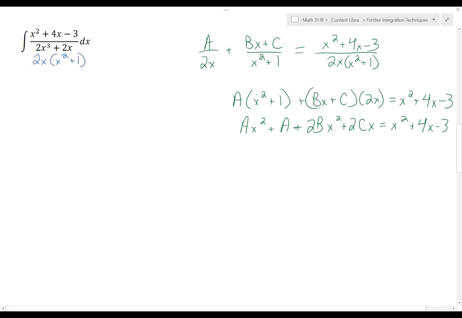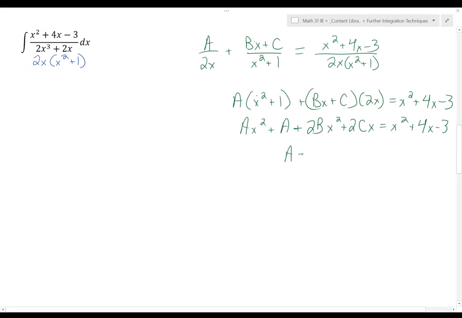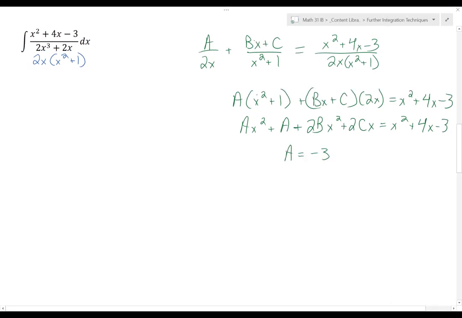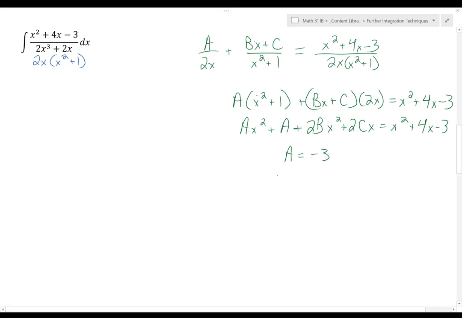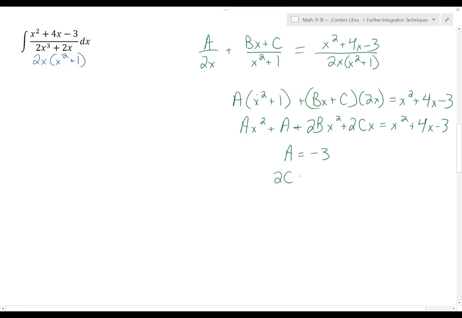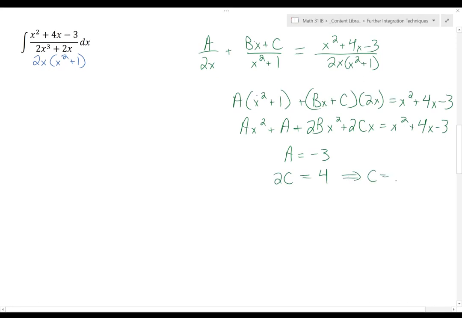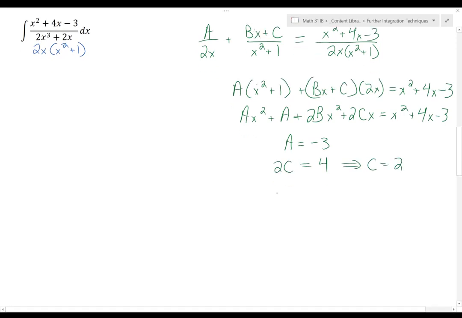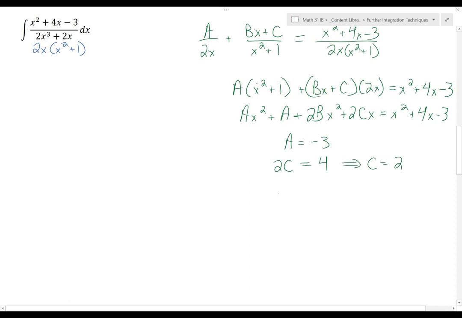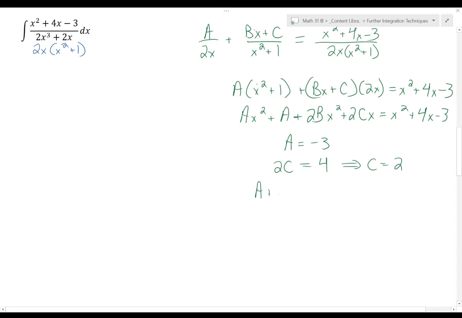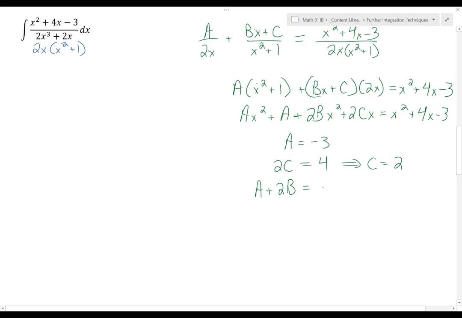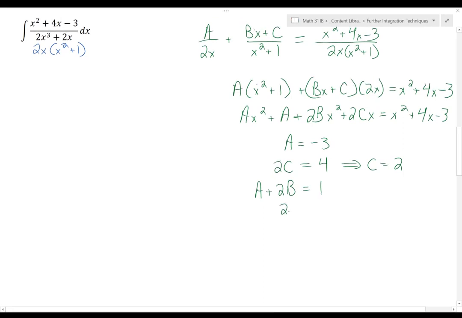So looking at constant terms, that means a has to equal negative 3. Looking at the linear term, 2cx has to equal 4x, so 2c has to equal 4, c has to equal 2. Looking at the quadratic terms, I've got ax squared plus 2bx squared, so a plus 2b, and that has to equal 1. I already know that a equals negative 3, which means that 2b has to equal 4, and b therefore has to equal 2.